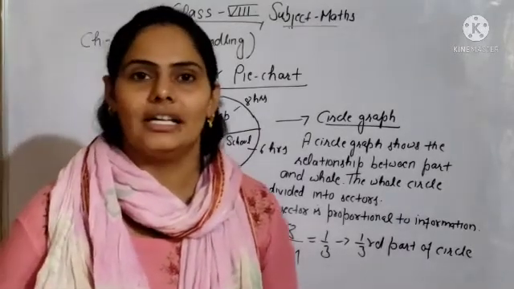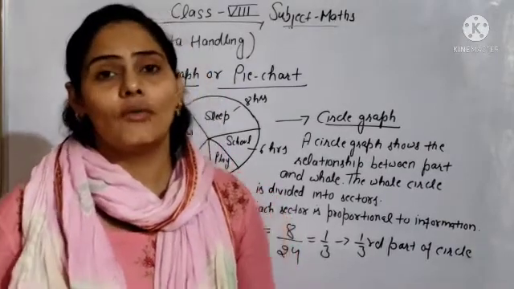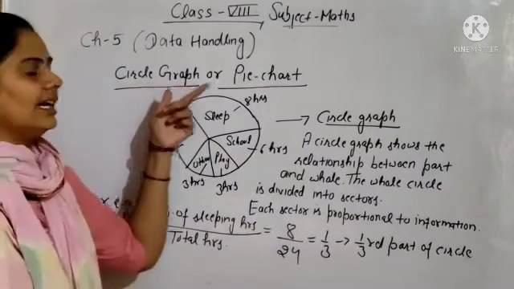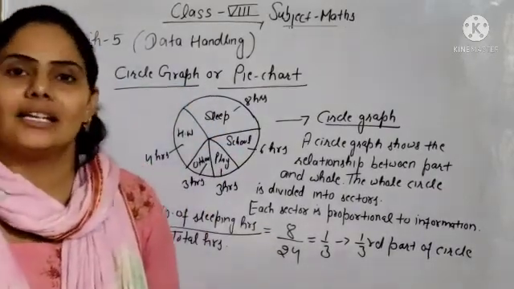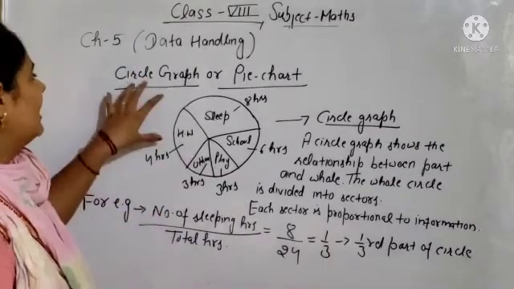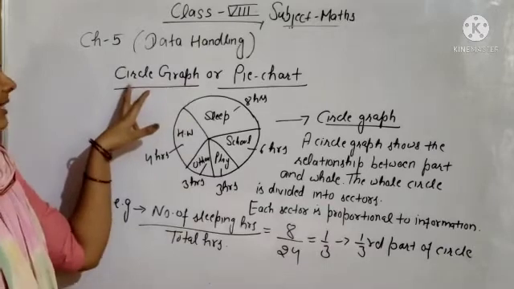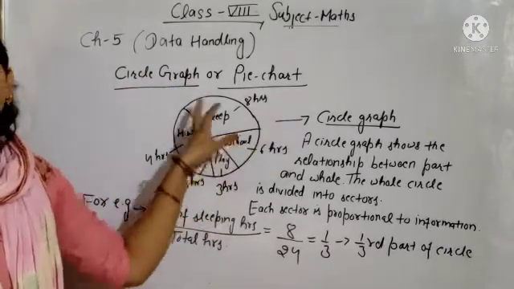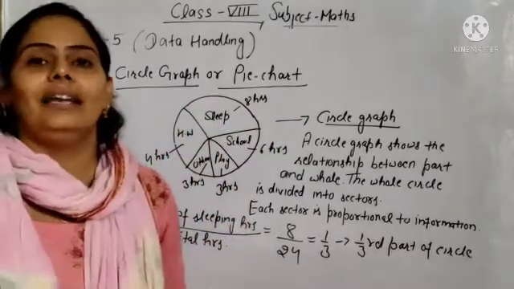So we have already completed our first exercise. Today we will start our second exercise. Before going to the second exercise, first of all you have to know about the circle graph, or pie chart. What is a pie chart, and what is a circle graph? You can see it is clear from the name: circle graph means you will represent your data by a circle.